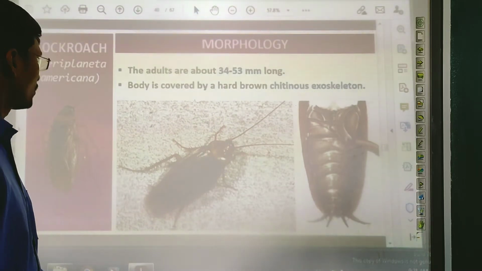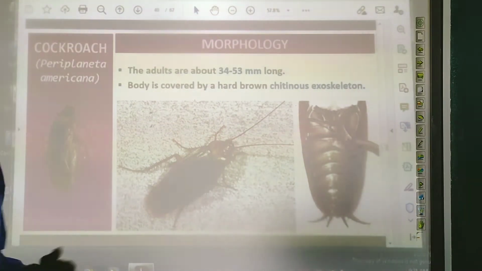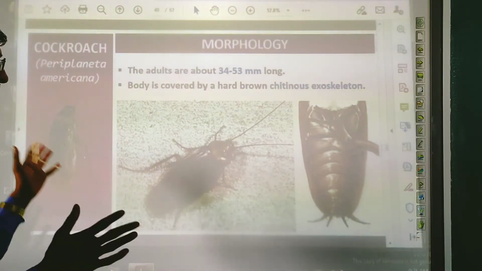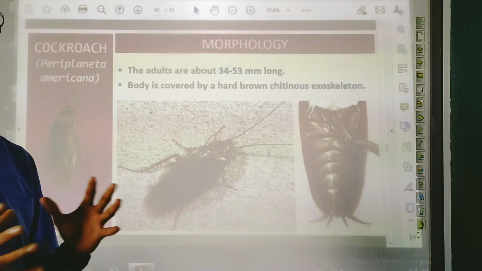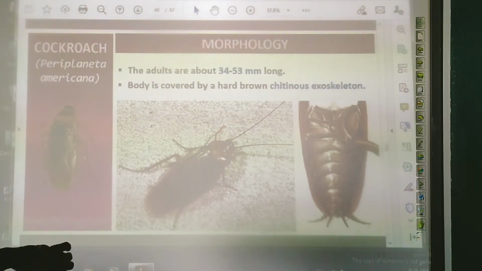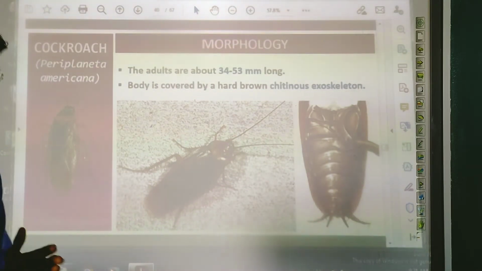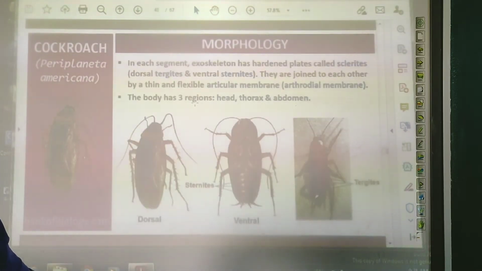The scientific name of the cockroach can be asked in an MCQ: what is the scientific name of the cockroach, options A, B, C, D. In that, it is Periplaneta americana. Periplaneta americana is the scientific name of the cockroach that you need to remember. Then morphology.